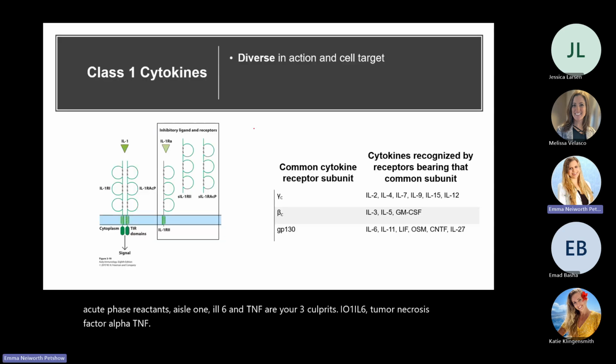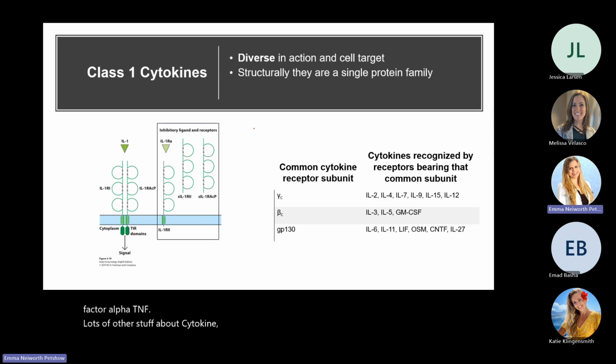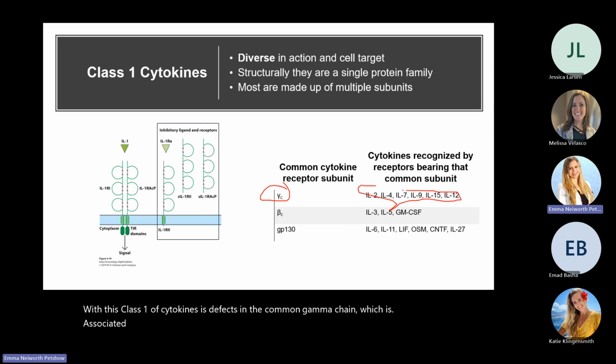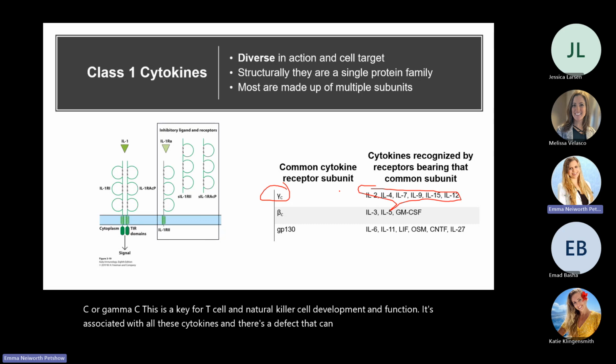Lots of other stuff about cytokine IL-1. One thing that we sometimes see from a paired perspective with this class 1 of cytokines is defects in the common gamma chain, which is this here, associated with all of these cytokines. They all have this common gamma chain, γC or gamma C. This is key for T cell and natural killer cell development and function. A defect in this gamma chain can cause X-linked SCID, or X-linked severe combined immunodeficiency, and that's a pathology on your NPLEX exam.